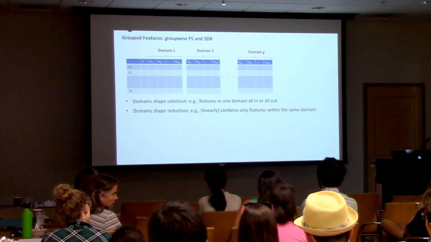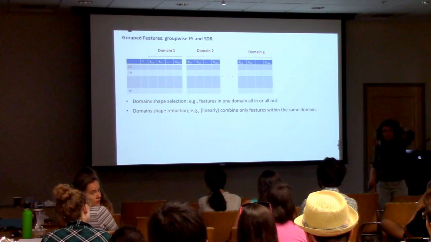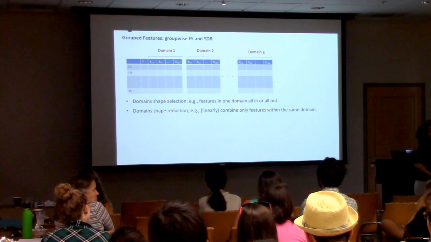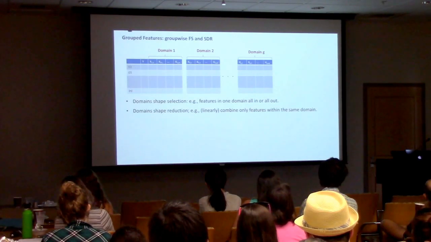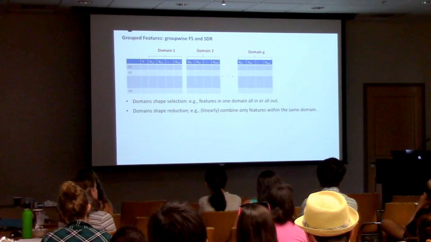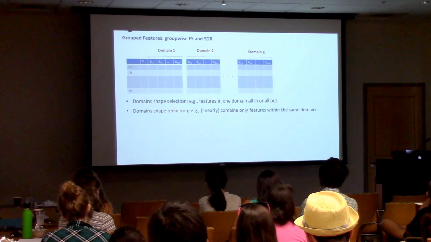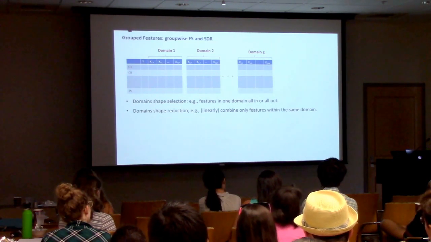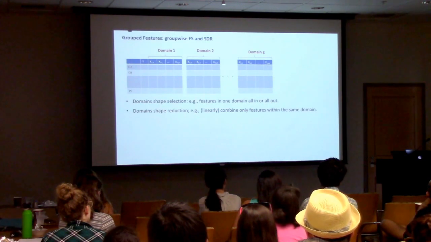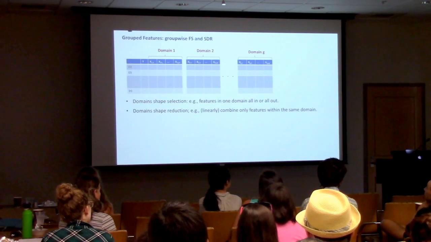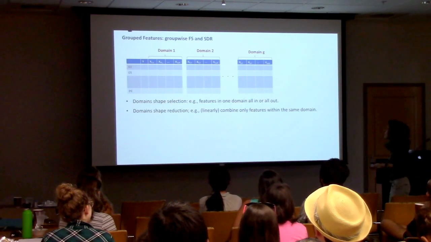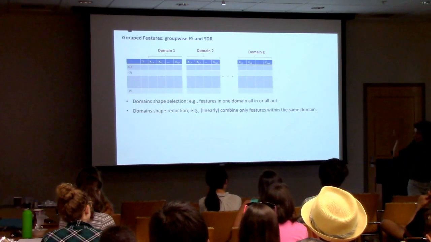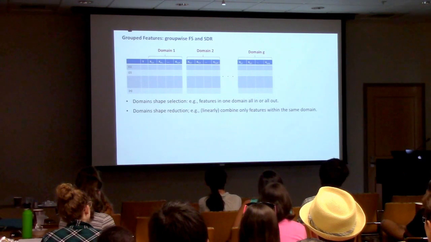Should domain shape feature selection? Yeah, one obvious instance is that you may want to say, okay, all the features in one group ought to be in or out. Has anyone seen that already, since you've all seen Lasso? Group Lasso, exactly. Should groups shape reduction? Yes.